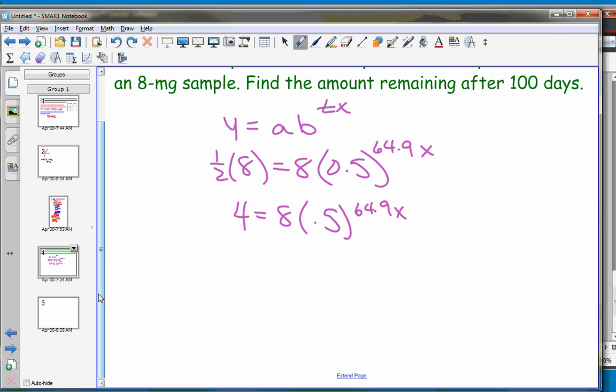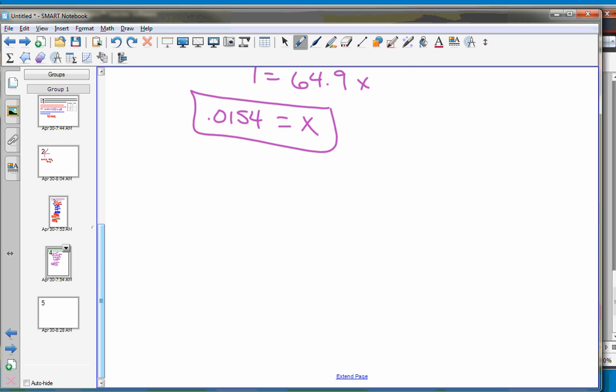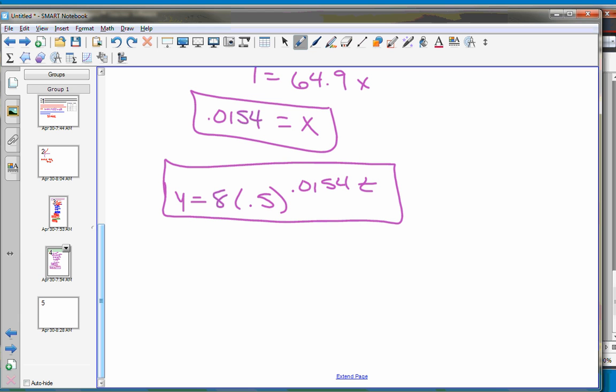Now, what do I know? What do I do? Divide by 8, so I have 1/2 is equal to 0.5 to the 64.9x. And what does this tell you? So 1 is equal to 64.9x, because the exponents have to be the same since the bases are the same, right? So now x is going to be what? 0.0154. Very good. So there's my daily rate, correct? So y is equal to 8 times 0.5 to the 0.0154 times t. There's my exponential function. Now how do I do the rest?